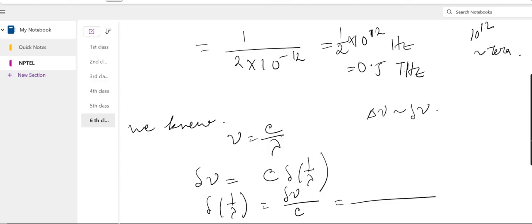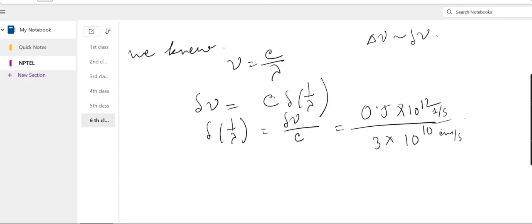Then nu, which we got as 0.5 terahertz, and c is 3 into 10 to the power 8 meter per second. We can take it in meter or in centimeter. Here in the example they have taken it in centimeter. So this is 1 by second and this is centimeter by second. So basically it would be 17 centimeter inverse.